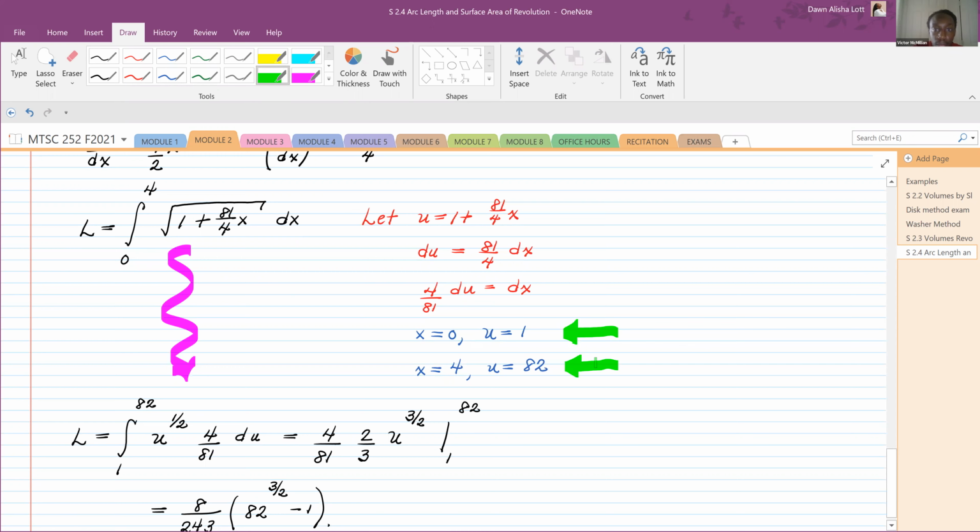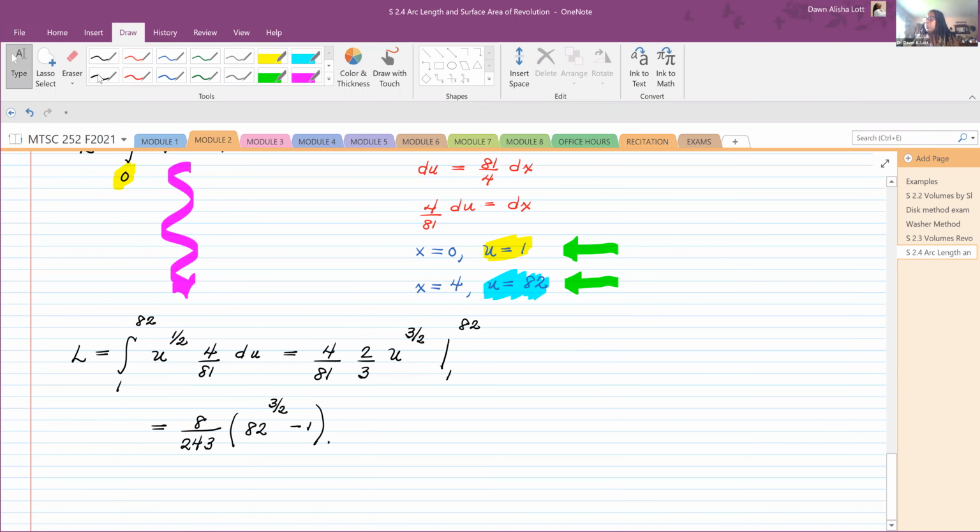Remember, when you change the problem to a u problem, you can only have limits in u. Once I've substituted and done the u substitution, I have to figure out what happens when x is 0. Well, u becomes 1. And when x is 4, u becomes 82. So I have to use those limits of integration on the u problem.